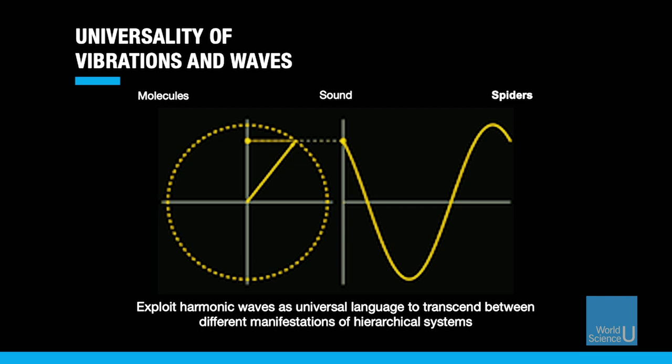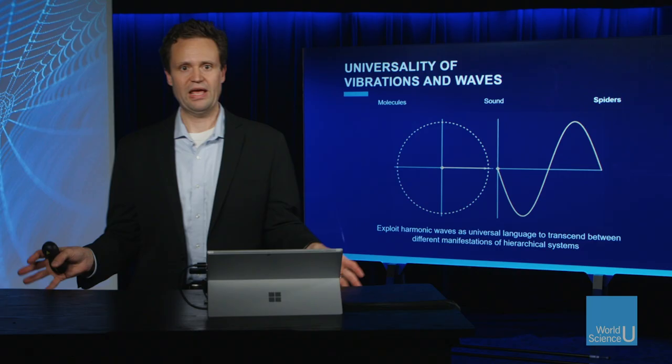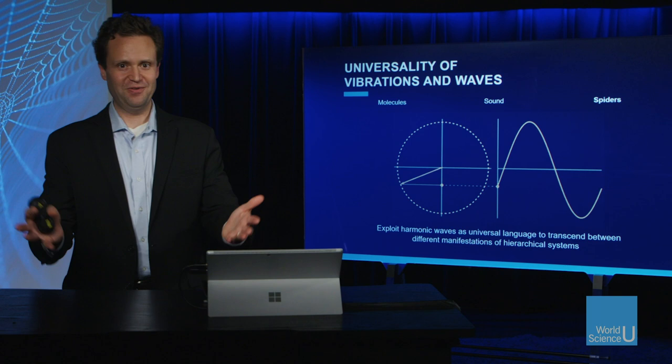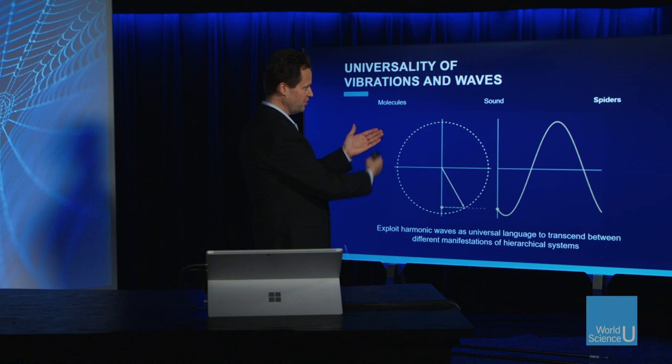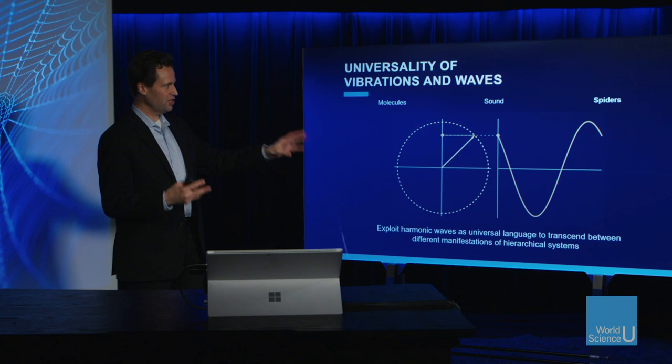So let's move on and think about vibrations and waves. So vibrations and waves can be fundamentally described by sine functions. And you can see this here. You have the circle, and as you go around the circle, you create this representation of a sine wave. And this idea of having continuous vibrations, harmonic vibrations, is something that we see in many different instances.